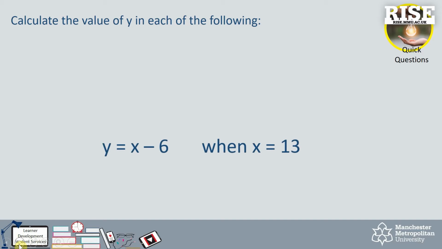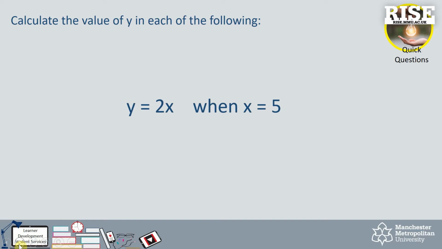What about y equals x minus 6 when x is 13? So substitute x for 13, which is 13 take away 6, so y equals 7. Let's make it a little bit more complicated then. Let's get some multiplications involved. y equals 2x when x is 5. Well, that would be 2 times 5, so y equals 10 there.